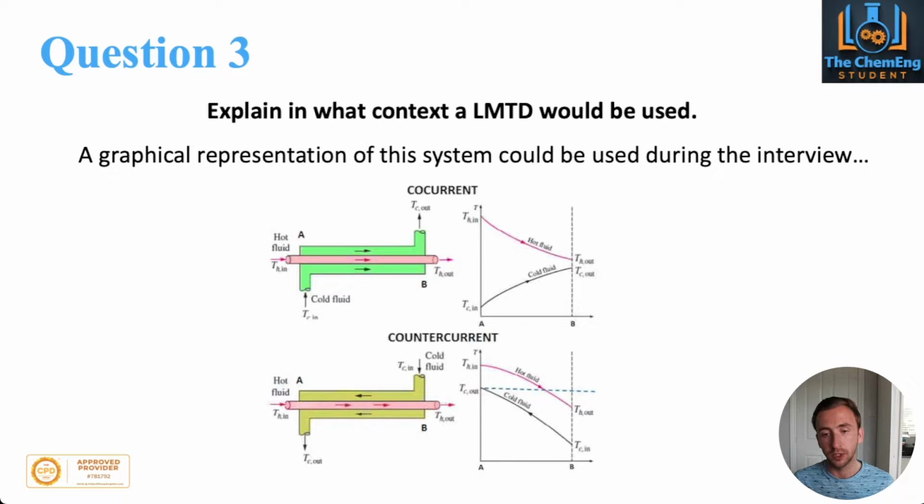Now you can clearly see that in the top chart for the temperatures, there's basically no way that the difference between the hot fluid and the cold fluid will be uniform from the beginning, so from point A to point B. So therefore you must use a log mean temperature difference. You can, as I said, get away with it with countercurrent flow.